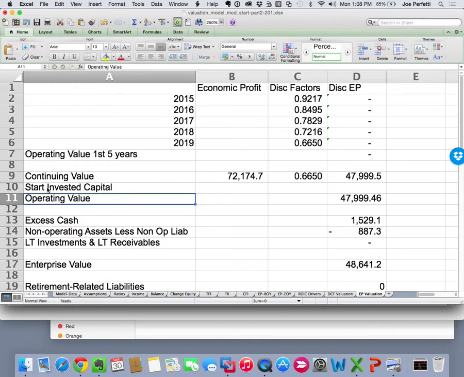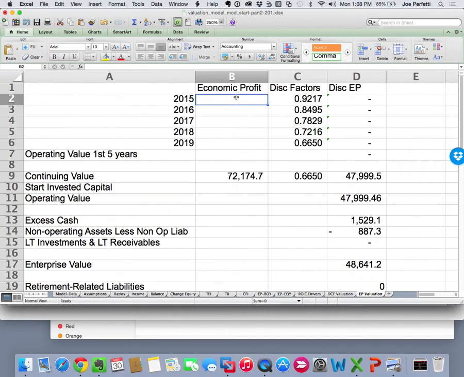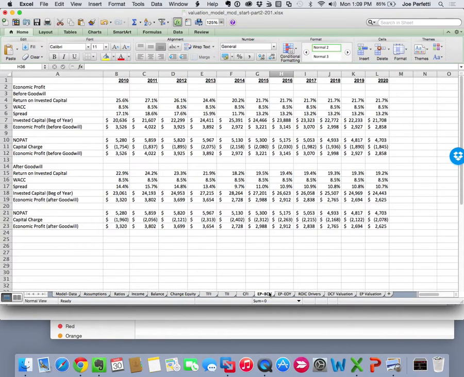So basically you take your beginning invested capital, you look at the change in value, and that gets you the overall value of the company. That's the EP methodology. So to get the economic profit year by year, starting in 2015, we have a tab that forecasts it, economic profit. Very important, use the BOY tab for economic profit. Don't use the EOY tab for this valuation. So economic profit based on beginning of year, BOY.